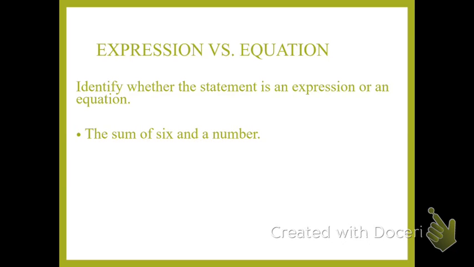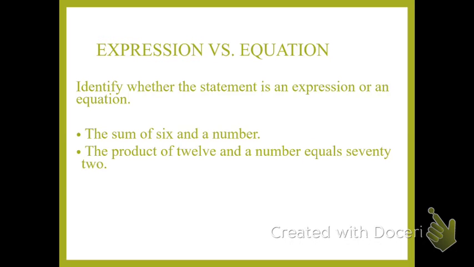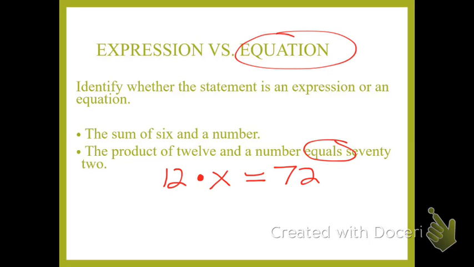The sum of 6 and a number. There's no equal sign here, so this is an expression. The product of 12 and a number equals 72. Because there is an equal sign, that makes this one an equation.